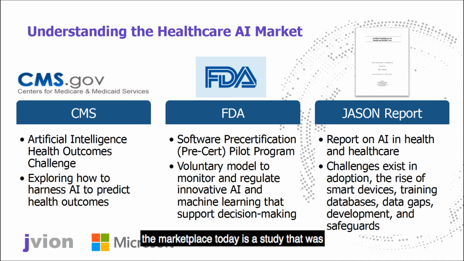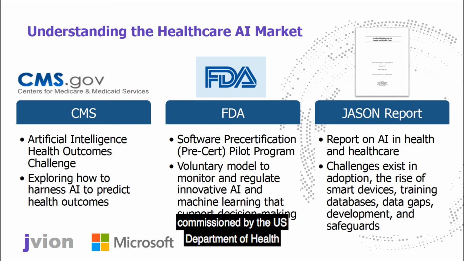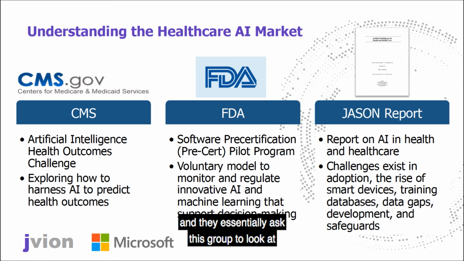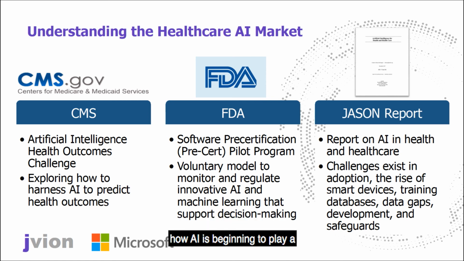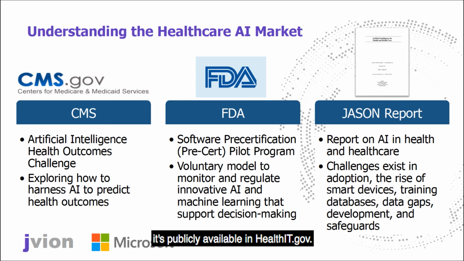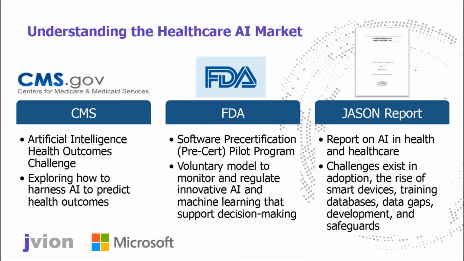And then finally, the last component that is influencing the marketplace today is a study that was commissioned by the U.S. Department of Health and Human Services with support from AHRQ and RWJF. They essentially asked this group to look at how AI is beginning to play a growing role in transforming healthcare. It's a 69-page report, in case you want to go out and take a look. It's publicly available on healthit.gov.